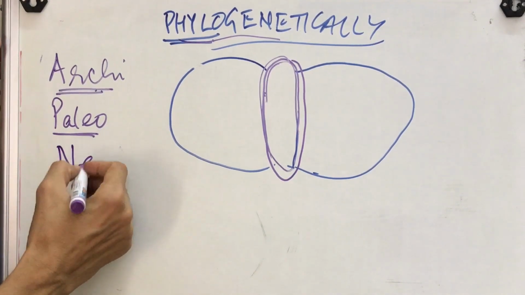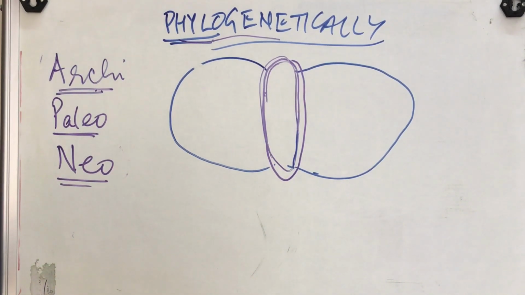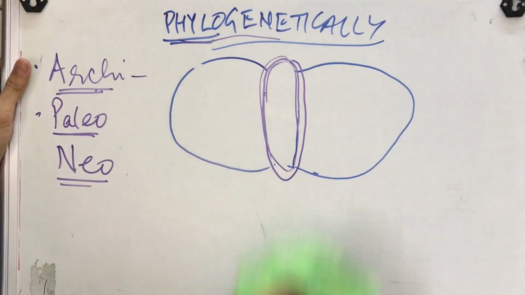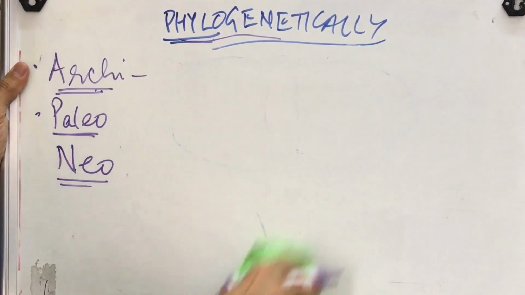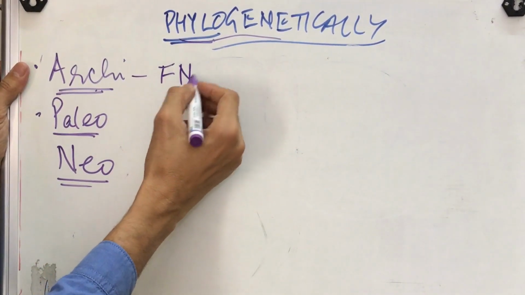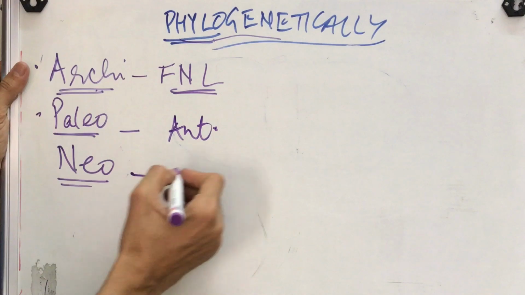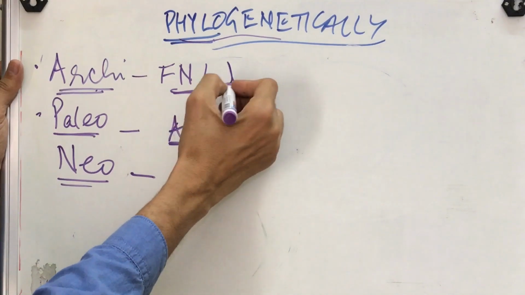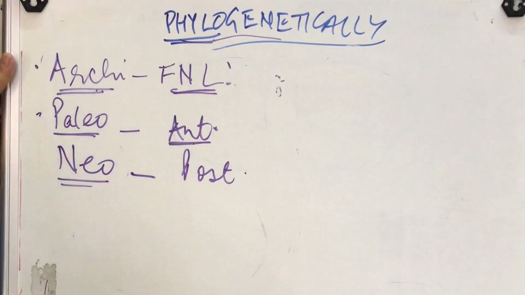Then the latest one is the neocerebellum. That is the remaining part of the cerebellum, the majority of the posterior lobe. That is the phylogenetic classification. So the flocculonodular lobe falls under the archicerebellum, the paleocerebellum is the anterior lobe, and the neocerebellum is the posterior part. A bit of the anterior lobe and the flocculonodular lobe plus lingula comes over here, so we will exclude the lingula and just remember this. That is the phylogenetic classification.